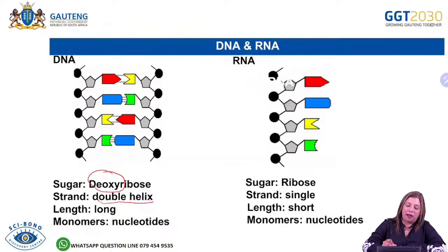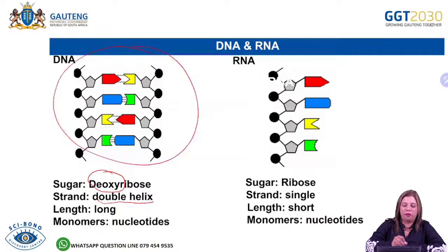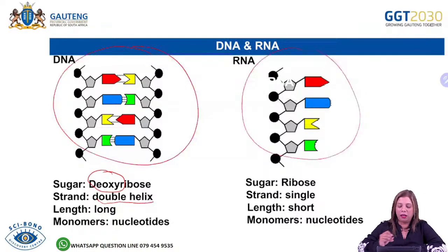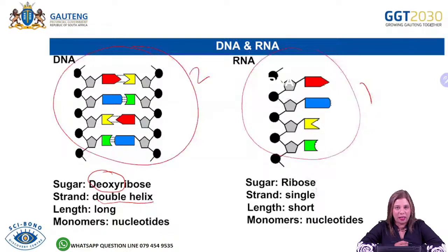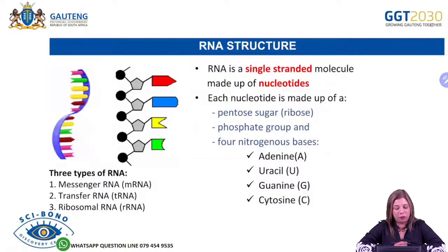And then let's look at the RNA, because we put them side by side so we can compare. Can you see the structure of this is very much different from this one? Here you have a single strand. There you have a double helix. And we know that we've got the sugar, which is a ribose sugar. It's a single strand and it's shorter than the DNA strand. So you need to be able to label the structure. You need to be able to identify and distinguish between DNA and RNA. And we know that it is made up of nucleotide bases, which we are going to come to in a very short while.